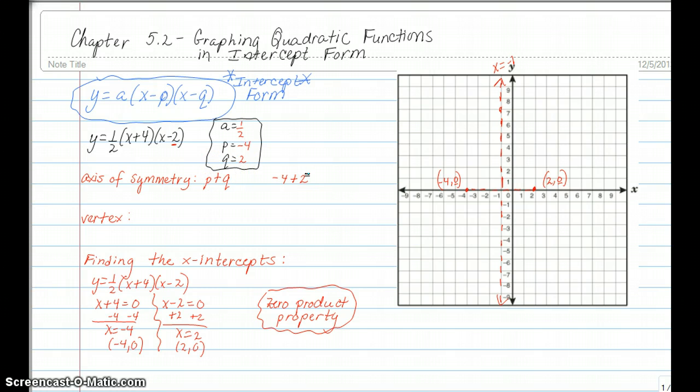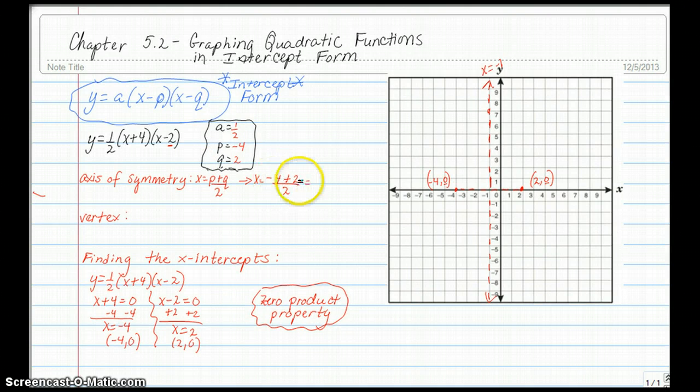And whenever you want to find the middle of something, you divide it by 2. This is just a midpoint formula. So we have -4 and 2, which is, oh, I should have put my x equals out in front here. Let me fix that. So negative 4 plus 2 is negative 2. X equals negative 2 divided by 2.